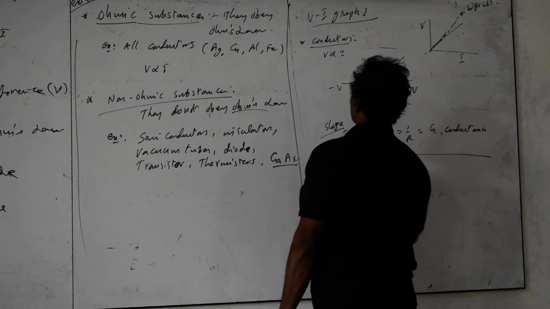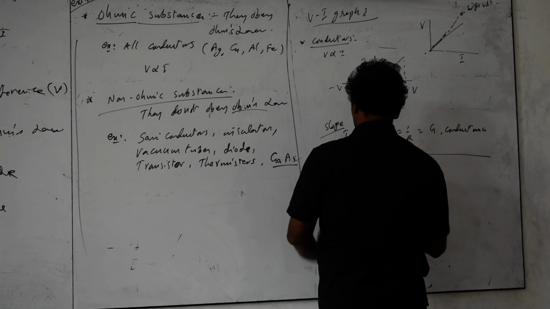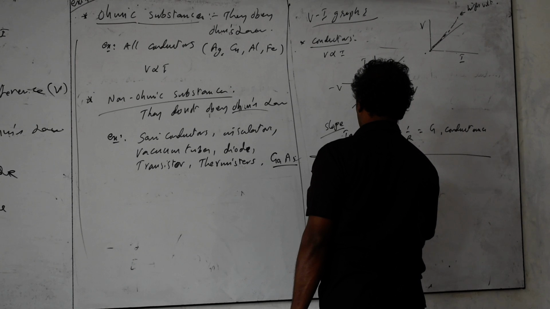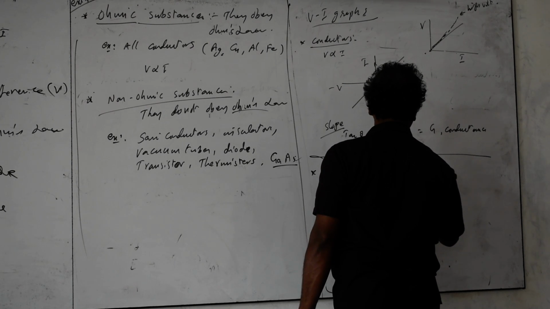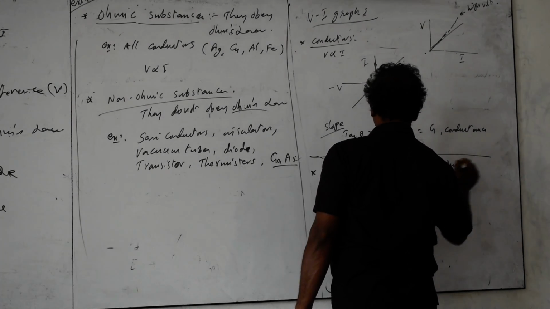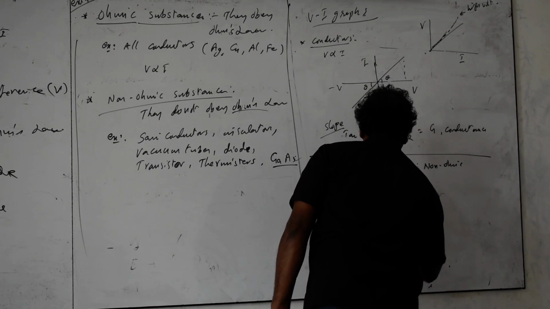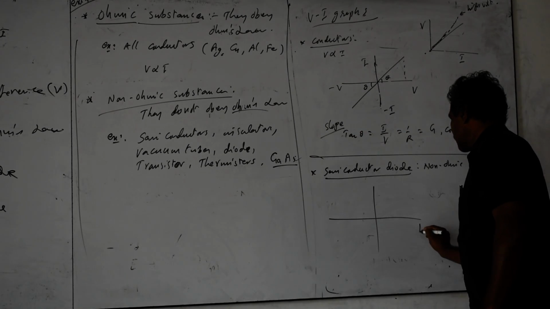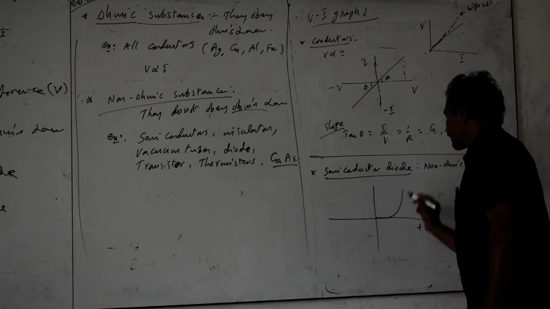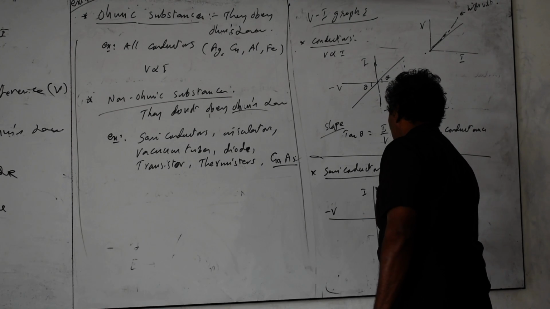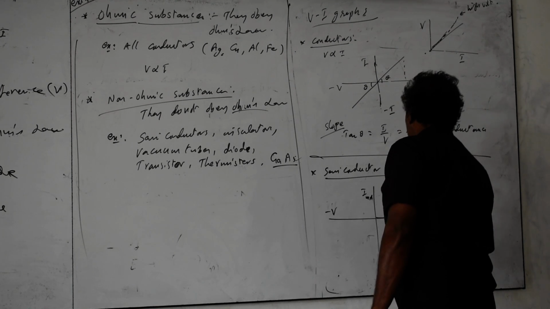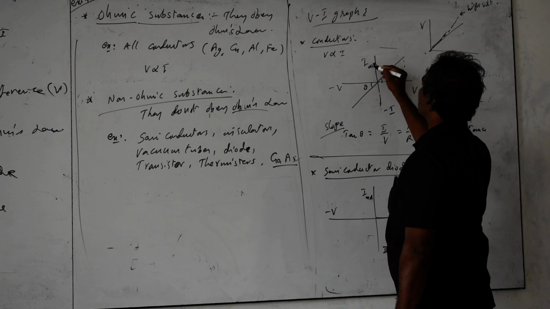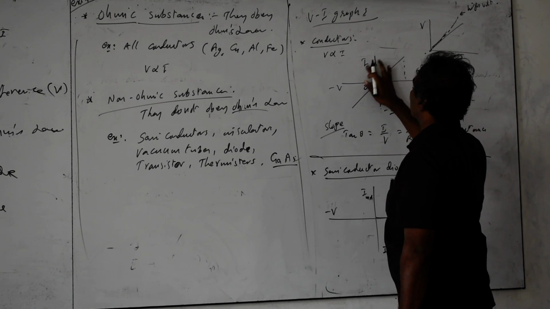Next is semiconductor diodes. This is non-ohmic, meaning they do not obey Ohm's law. For this graph, forward is different and reverse is different. This is plus V voltage, and the graph will be different like this. This is minus V voltage. I will be in milliamperes, but here I is in microamperes. In the previous case it is in milliamperes, in the same order, and only the direction is changing.